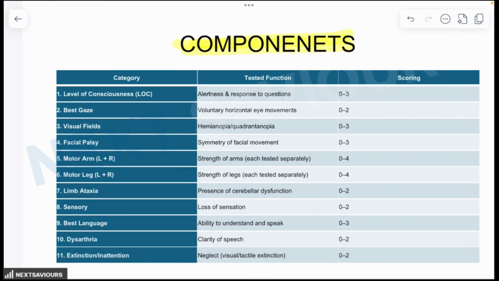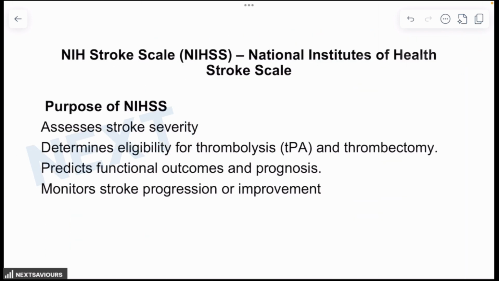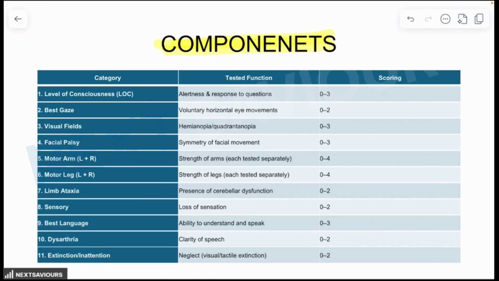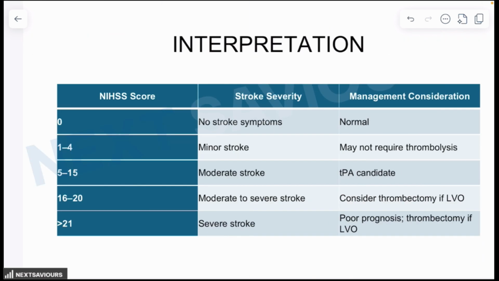If we look at the components which are being tested in this NIHSS score, the categories involve the level of consciousness, the gaze, the visual field, facial palsy, the motor functions of both the lower limbs and the upper limbs, the limb ataxia, the sensory system, the language, dysarthria, and inattention. And these categories are further divided into scores based upon the tested functions, and the scores are interpreted.